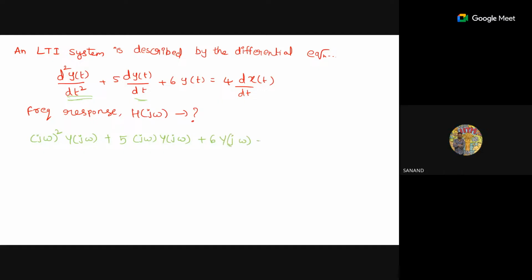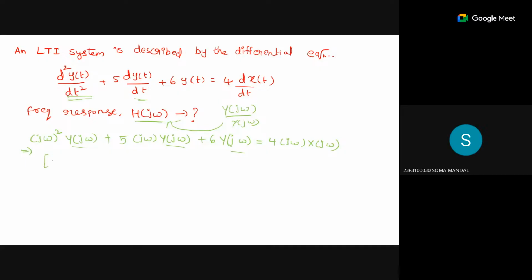equal to 4 times j omega into X of j omega, right? We'll take Y of j omega common. What is the relationship between the frequency response and the Fourier transforms of input and output? H of j omega equals Y of j omega upon X of j omega. If we find this, we can find the frequency response, right?